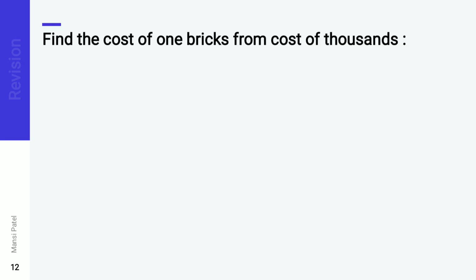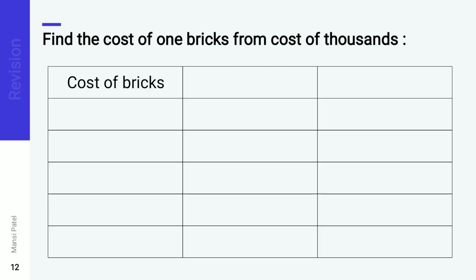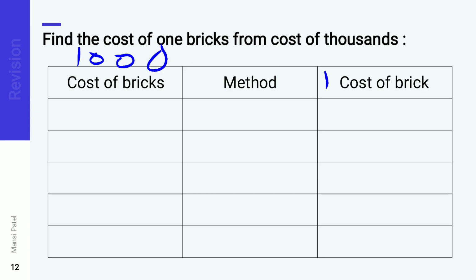Now you have to find out the cost of one brick from the cost of 1000 bricks. Here in this table, first I am giving the cost of bricks. This cost I am giving in 1000. Then you have to show the method of how you find out the cost of one brick. Here I am giving the cost of 1000 bricks.